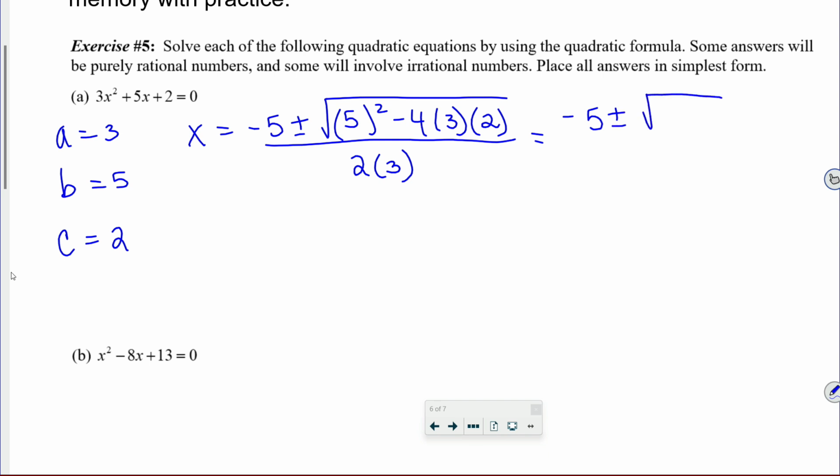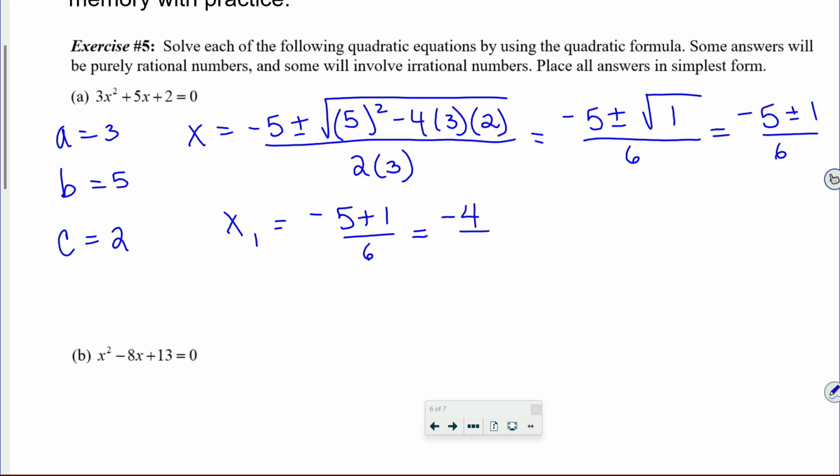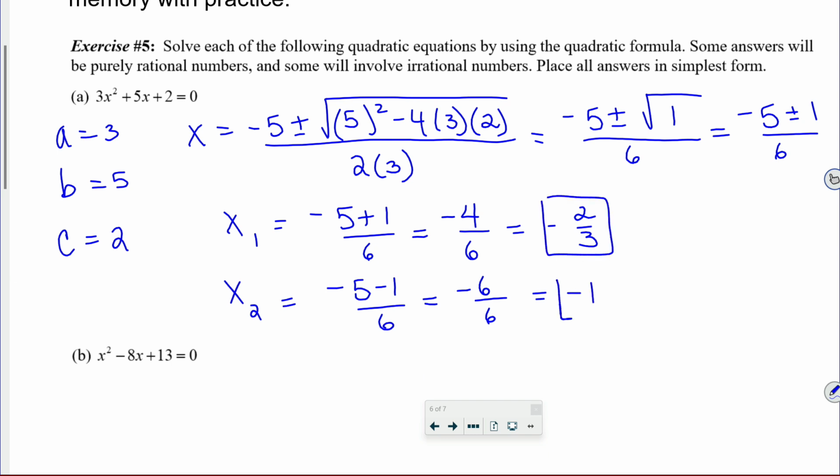All right, that's going to be negative 5 plus or minus. Now, if I do 5 squared minus 4 times 3 times 2, I actually just get a 1 underneath the square root. I like that a lot because the square root of 1 is just 1. So I'm going to now have two roots. One of them is going to be negative 5 plus 1 divided by 6, which is negative 4 divided by 6, which is negative 2/3. My other root is going to be negative 5 minus 1 divided by 6, which is negative 6 divided by 6, which is equal to negative 1.